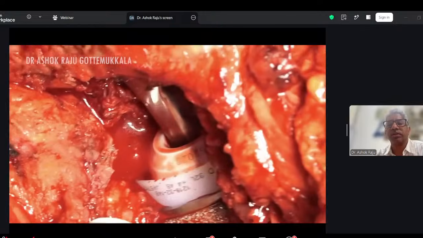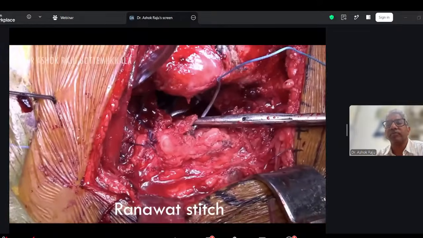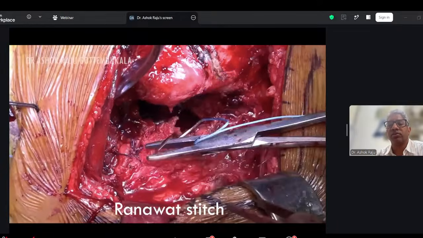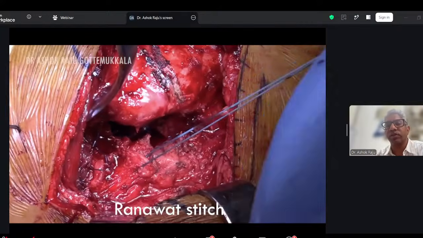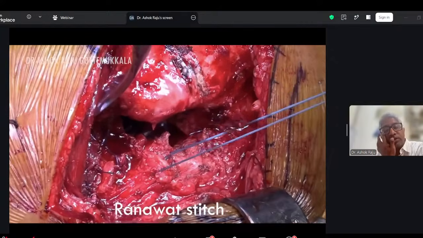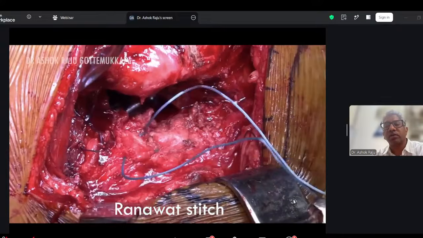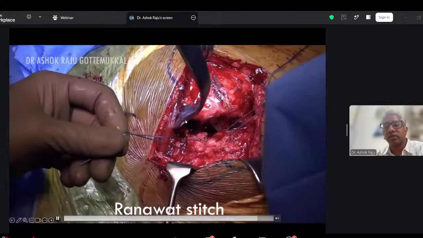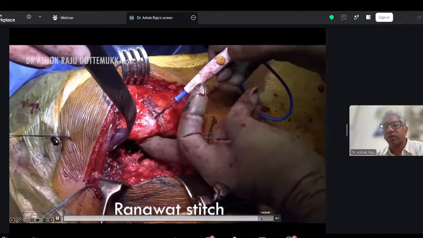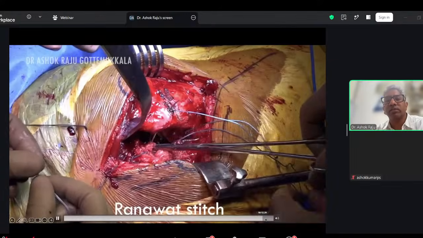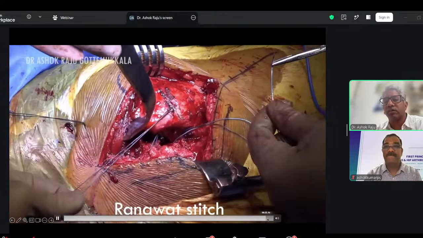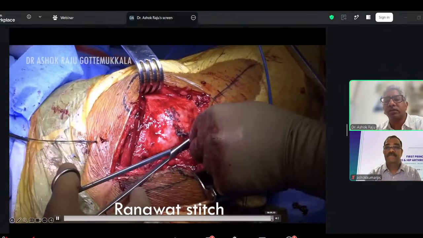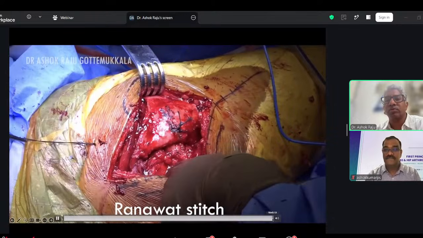Once it is reduced, you cross check again, and then you close. This is a posterior approach. So I've used a Ranawat stitch to close the posterior capsule as well as the short external rotators. And then finally, once the Ranawat stitch is done, you close your wound.